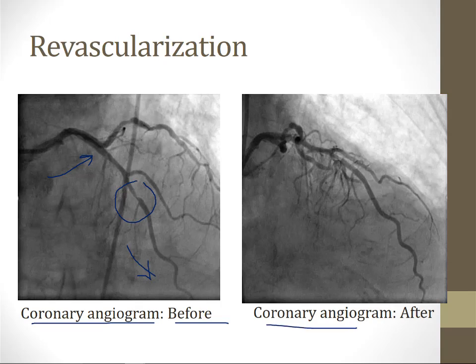On the right is the same blood vessel after a stent has been placed. You can now see that the black dye fills the entire vessel and there's no narrowing. This is an example of a revascularization procedure with a coronary stent.